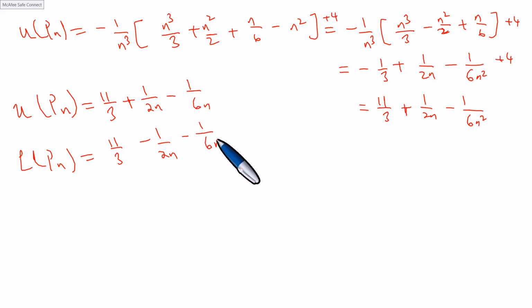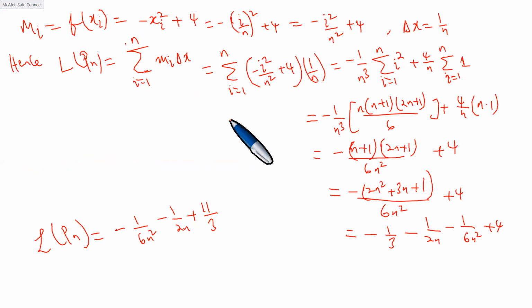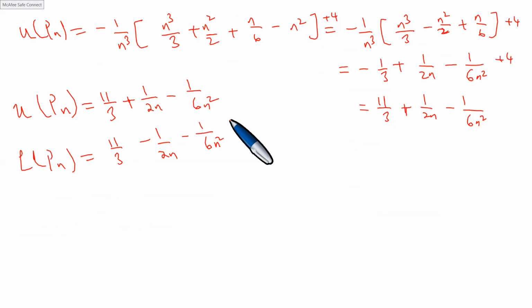6n squared. What is the square missing here in the U? Okay, this one is just a square here. All right, so that's fine. This looks very correct. So we have found the UPN and the LPN.